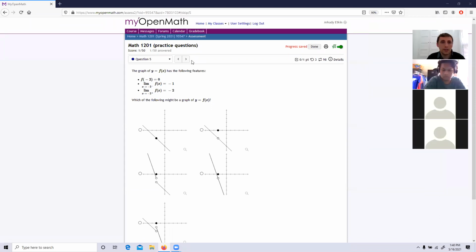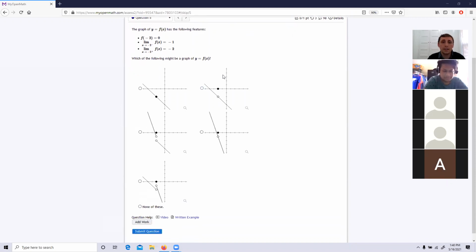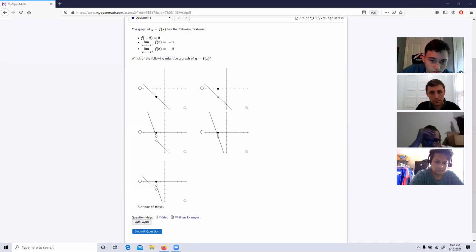Yes. All right, so what about this one? F of minus 2 is 0, and the limits as you approach from the left and right are given here. Which of the following graphs gives me that information, guys? Which one satisfies this information? Please let me know what I should select.